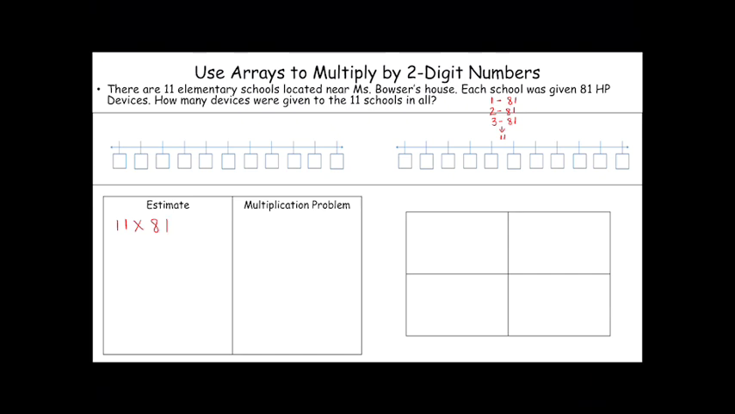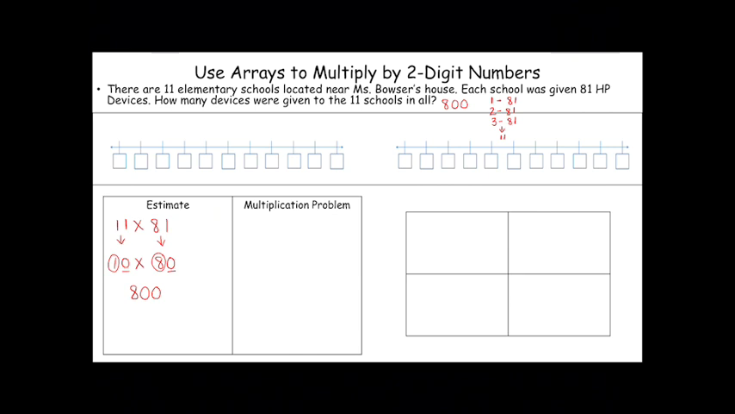And so again, the students are pretty good with the tens place. 11 is between 10 and 20. It's closest to 10. 81 is between 80 and 90. It's closest to 80. Looking for my basic fact. 1 times 8 is 8. 1, 2 zeros in my factors, 1, 2 zeros in my product. My estimated answer is that there were 800 devices given to the schools.